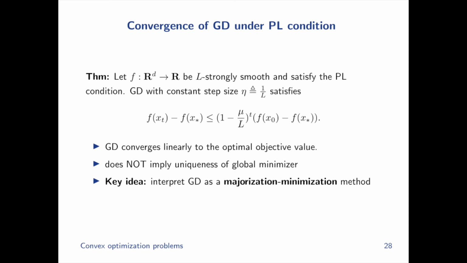So maybe you guys have seen this in your applied stats course, your methodology course. But the EM algorithm is probably the most well-known instance of a majorization minimization method. We'll see exactly what this is on the next slide. But the proof of the convergence of gradient descent under the PL condition actually comes by interpreting gradient descent with this fixed step size on functions that satisfy these conditions as a majorization minimization method.